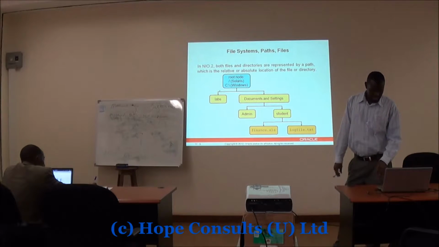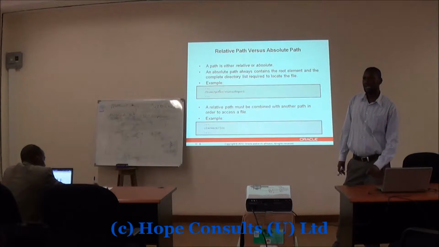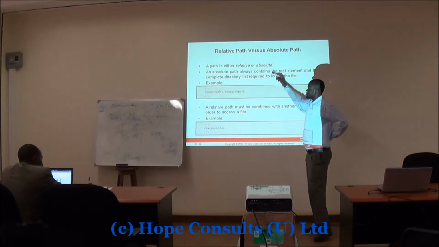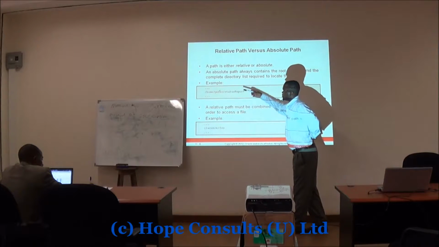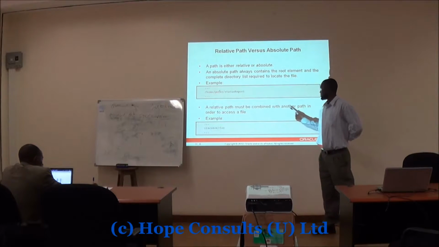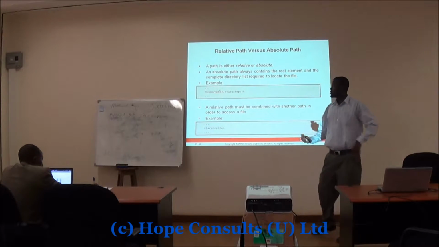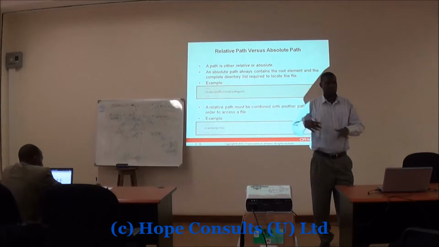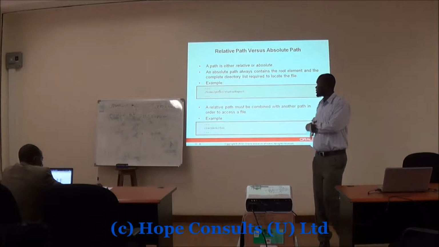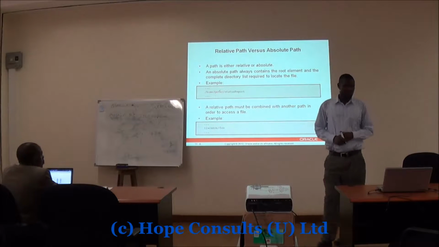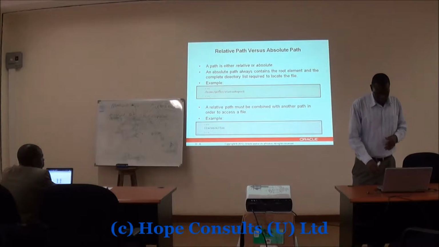The Path class, or the Path interface, will be able to understand this. Okay? So a path is either relative or absolute. An example is this: a relative path must be combined with another path in order to access a file. So there is that kind of relativity. Start from here, you go back, or from here you go forward, so that you can get a particular file. Do you understand these classes? You understand that.